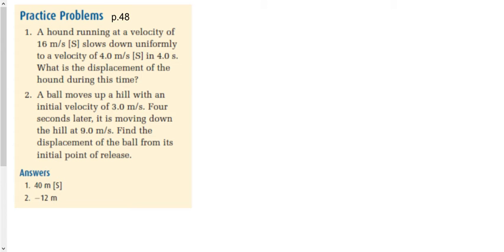Okay? Let's try question number 2 here and see how that goes for us before we look at our next example. It says the ball moves up a hill with an initial velocity of 3 meters per second. 4 seconds later, it's moving down the hill at 9 meters per second. What's the displacement of the ball from its initial point of release? Something's 3.0 meters per second. Something is 9.0 meters per second. And something is 4.0 seconds.